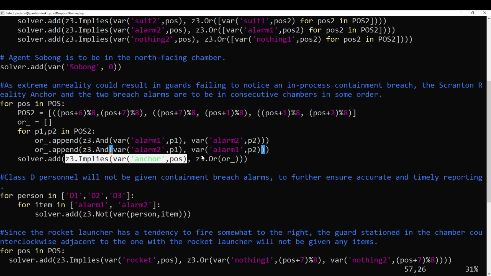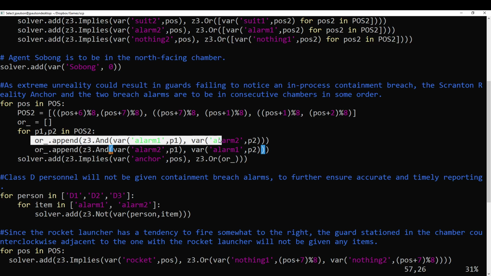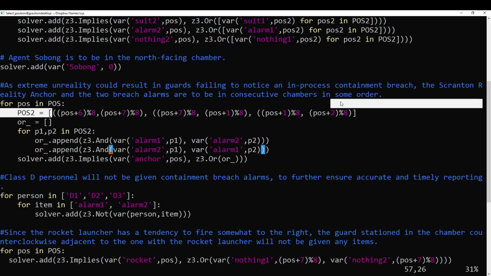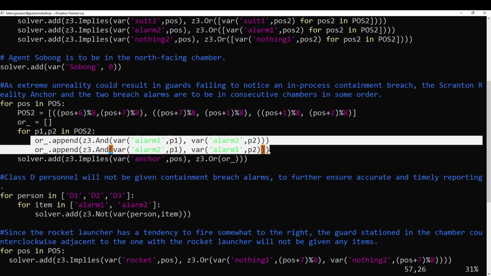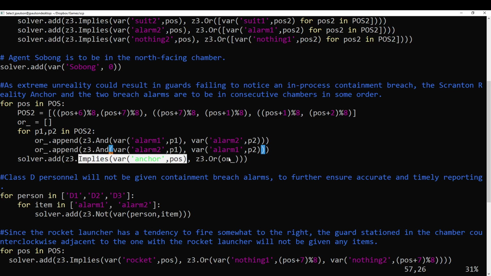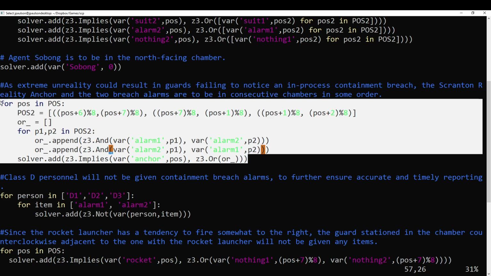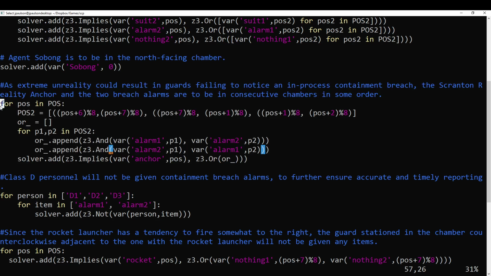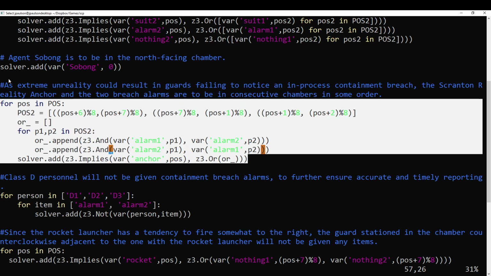So if the anchor is at some position, then it must be either that the alarms, right, there's like 3 pairs of positions where the alarms could be, and it could be either that alarm 1 or alarm 2 is at each position, right? So for a given position of the anchor, there's like 6 different ways to set up the alarms near it. And so this is just saying, for each of those positions of the anchor, we need to set up the alarms in one of those 6 ways. Okay, so this is the sort of, I don't know, SAT translation of this English sentence.